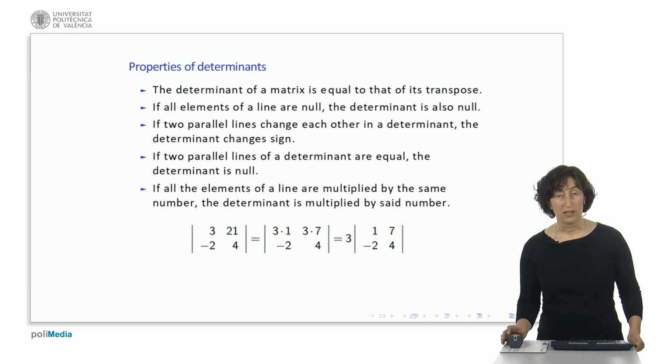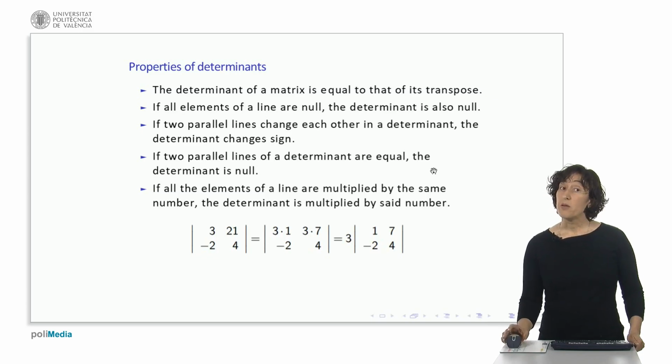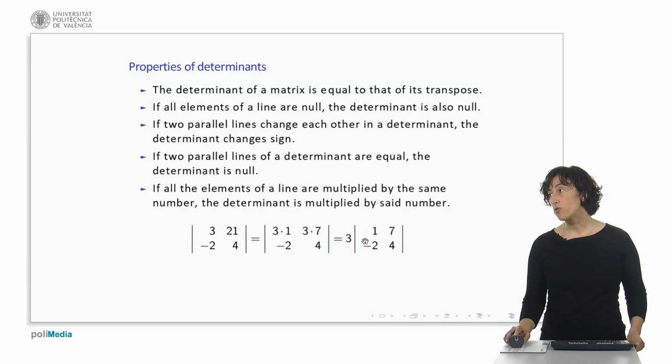Then I can take out this 3 and multiply it to a determinant with smaller numbers, which is easier to calculate. Notice that this is an important property of the determinants, and above all, that it is different from the product of a number by a matrix. In the product of a number by a matrix, the number multiplies all the elements of the matrix, while in the product of a number by a determinant, that number is only multiplying a row or a column. That is an important difference.